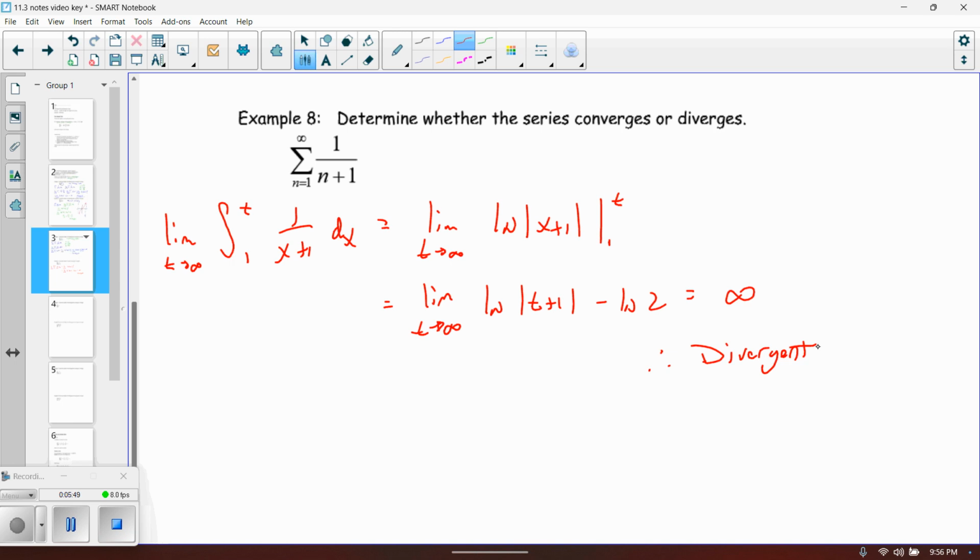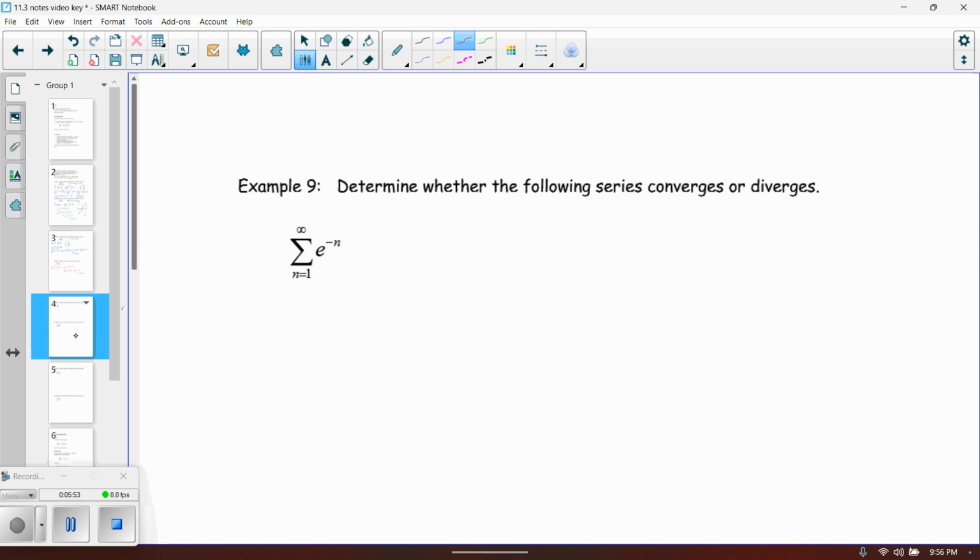Okay, so we're moving right along. Number 9, determine whether the following series converges or diverges.